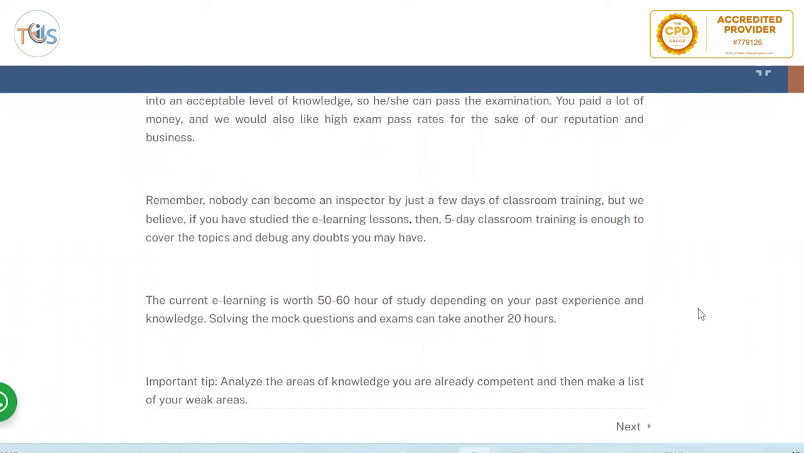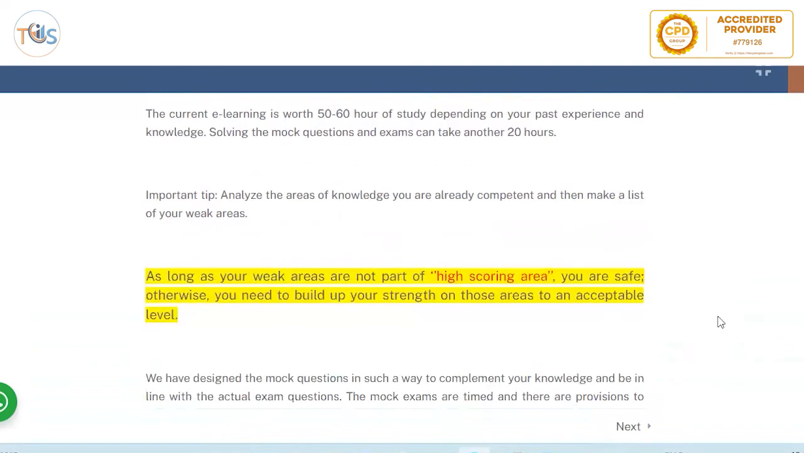Obviously, nobody can become an API pressure vessel inspector within 5 days of classroom training, but we think that if you do the e-learning before and then attend the classroom and clear your doubts during the Q&A sessions and review of all these topics, you're good enough to pass. This current e-learning is 50-60 hours of study, and you should allow another 20 hours to solve the practice questions, quizzes, and mock exams.